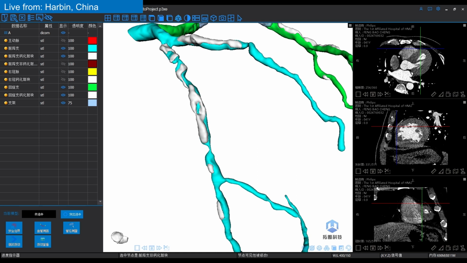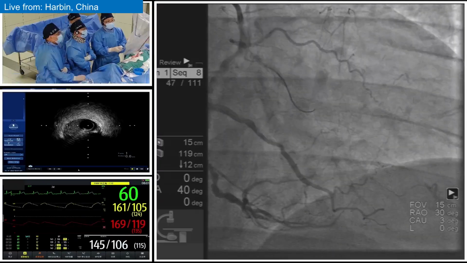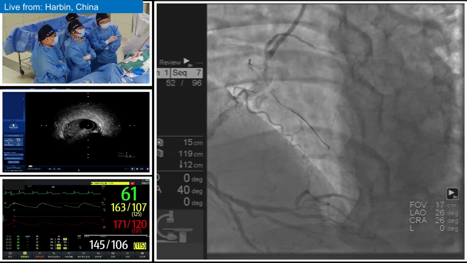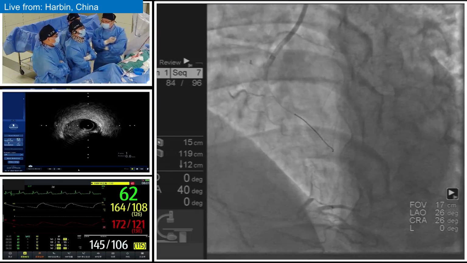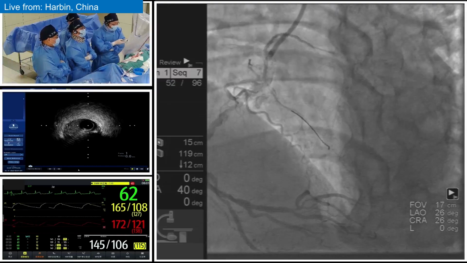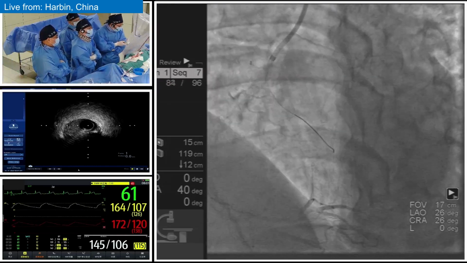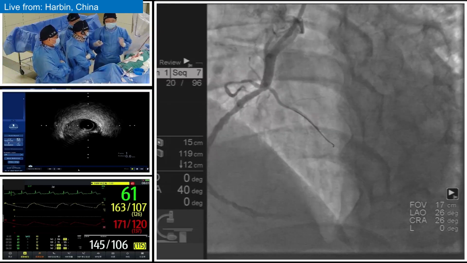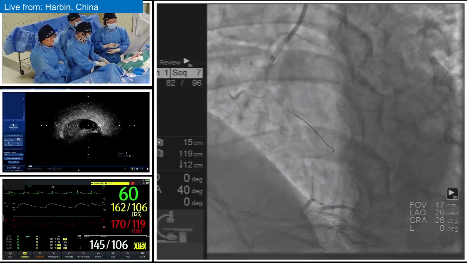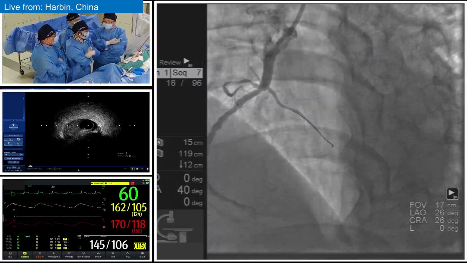Okay, let's see today's angiogram, please. Okay, this is the first angiogram. We can see this is really an anomalous ostium RCA, and we use one femoral and one radial approach. This is a very big guy, very young but very big, a patient with OSAS.